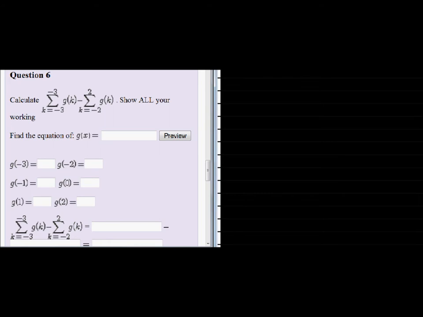We are starting with the first one. The first one, k is equal to negative 3, and it ends at negative 3 as well. So in that case, it's just going to be g, and instead of k, we're going to write negative 3. And then we're going to subtract. What are we going to subtract? Well, we're going to subtract that summation as well, and this time k is going from negative 2 to positive 2. So in other words, we're going to have g of negative 2 plus, that's why it's called summation, g of negative 1 plus g of 0 plus g of 1 plus g of 2.